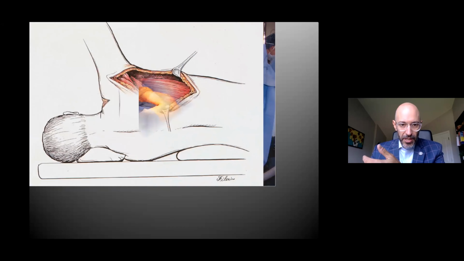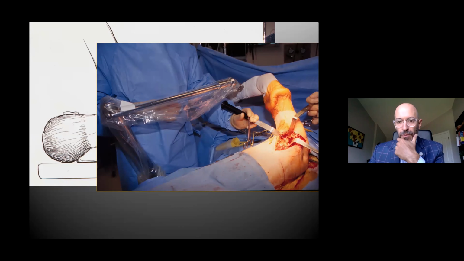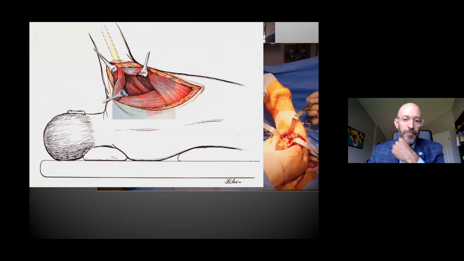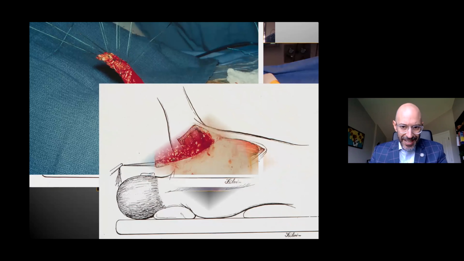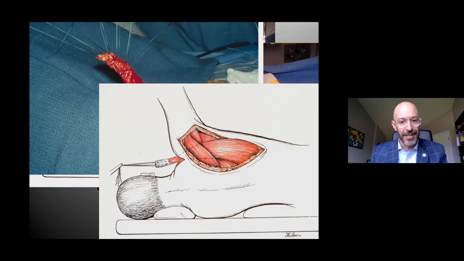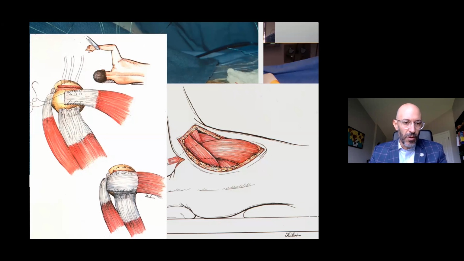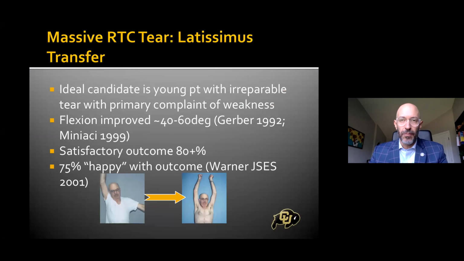So lateral position, typically we do maybe not this big of an exposure anymore, but a reasonably large exposure, exposing posteriorly the latissimus dorsi, removing it from the humeral head. This has been modified, and more mini-invasive and arthroscopic-assisted techniques are available, but still kind of a big deal. And this is brought open over the head to reconstruct the posterior superior cuff. And our ideal candidate is someone young with an irreparable tear.